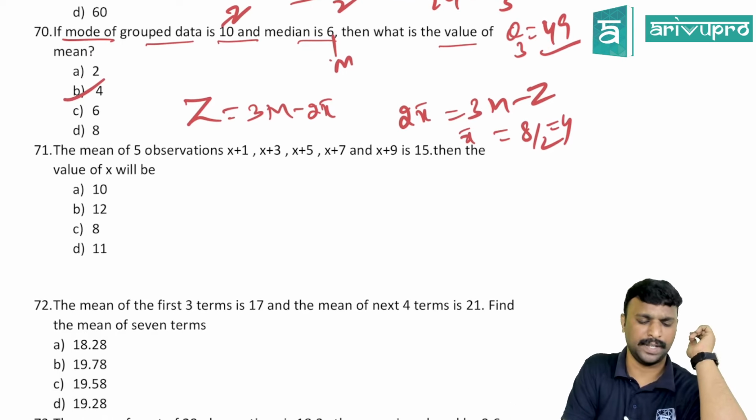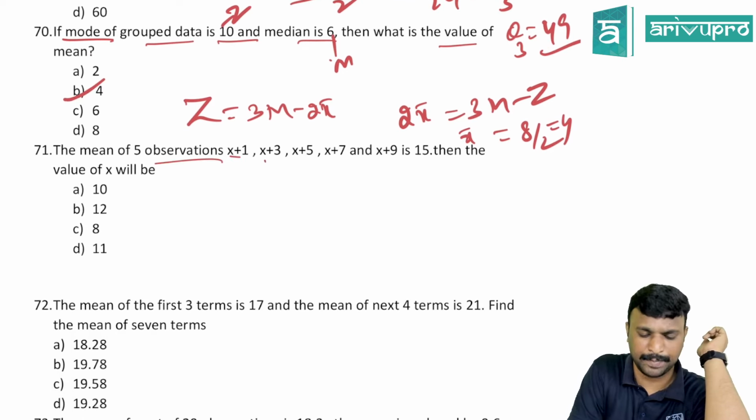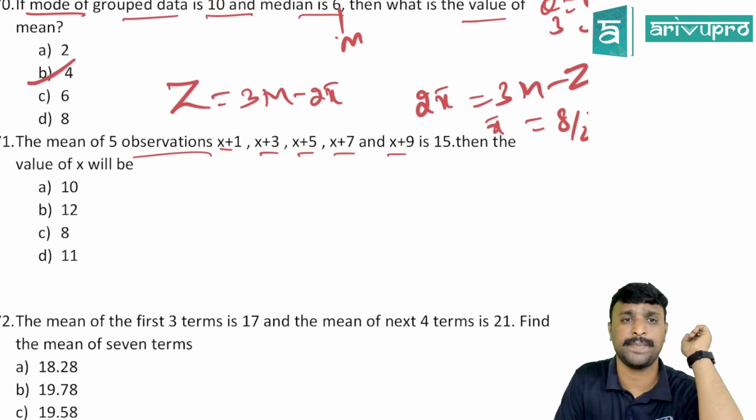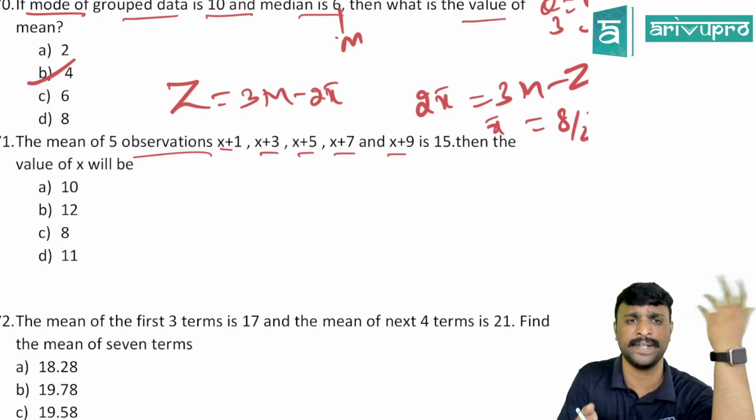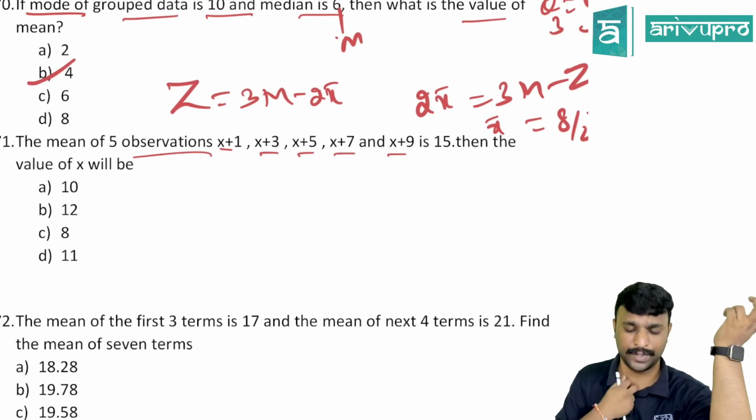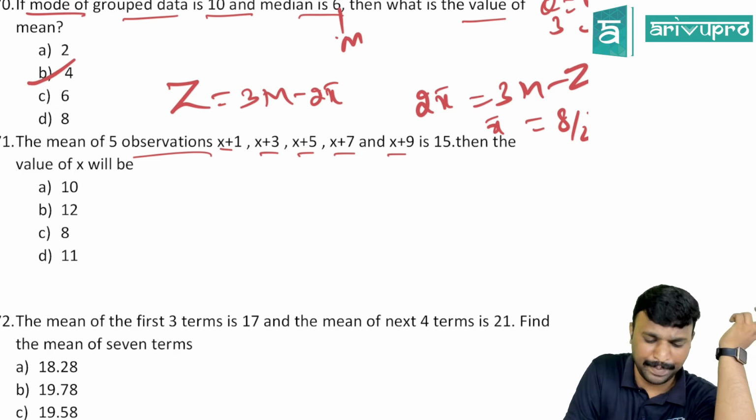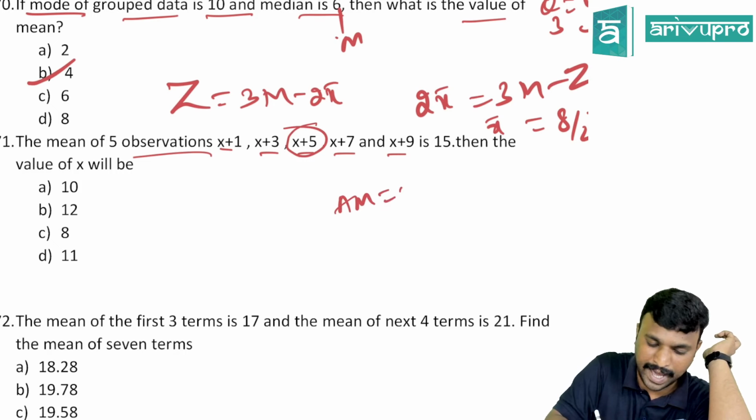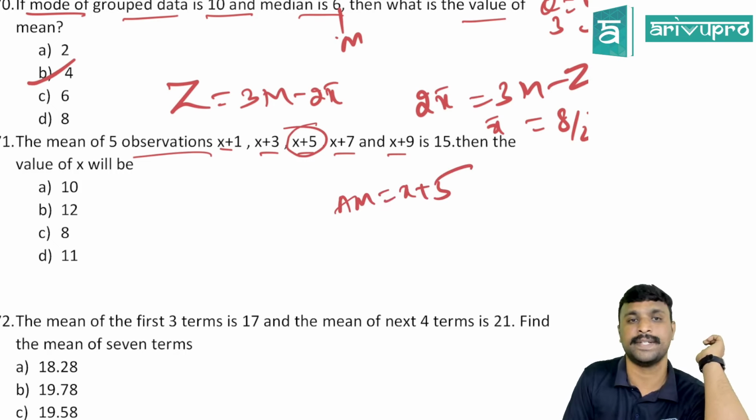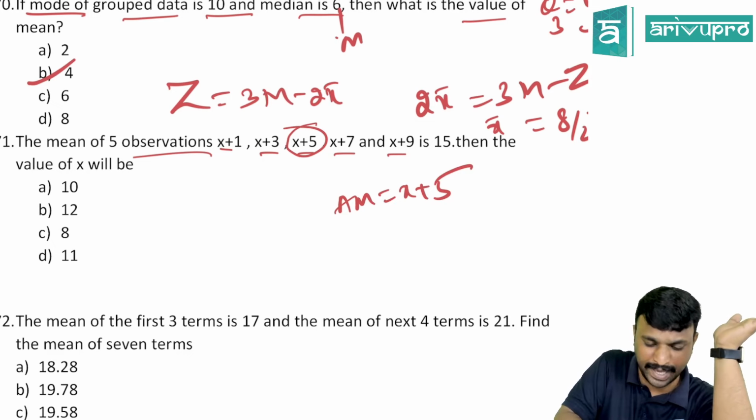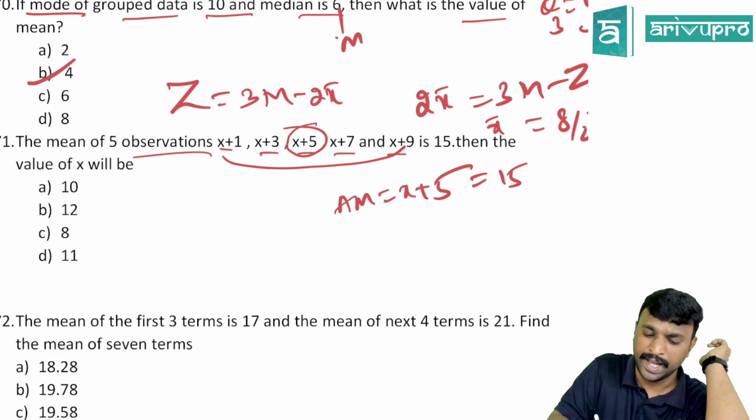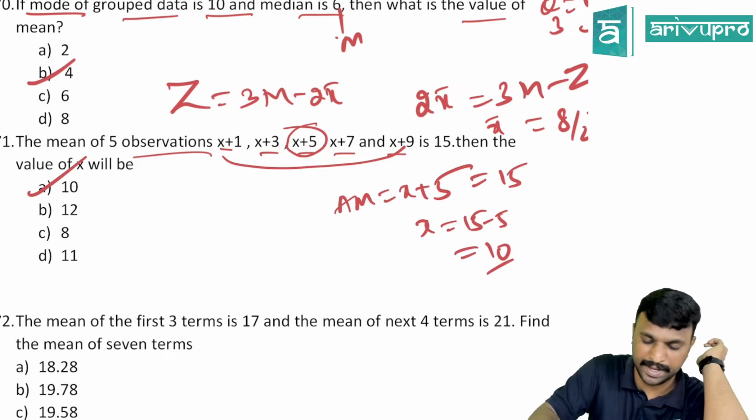Guys, look at the next question. The mean of 5 observations, x plus 1, x plus 3, x plus 5, x plus 7, x plus 9. Guys, if you look at the observations, there is an equal spacing between them. That means there is a common difference. Yes or no? So if it is an AP, definitely the middle term itself is the AM. So AM is nothing but x plus 5. Middle term itself is AM, or the AM of the extreme terms, you get the same thing actually, which is nothing but 15. Guys, x is equal to 15 minus 5, which is nothing but 10. Option A is the right answer.